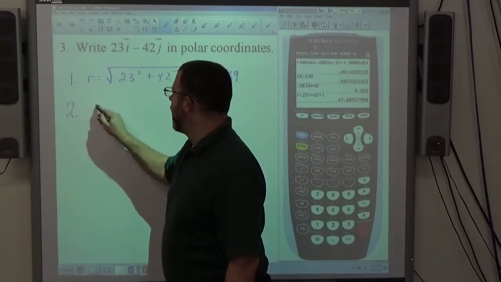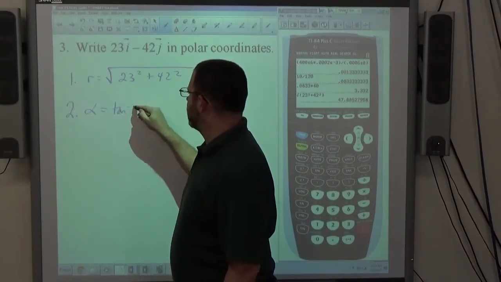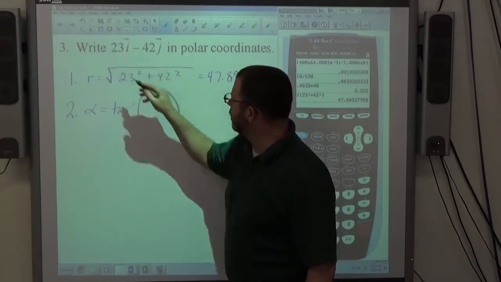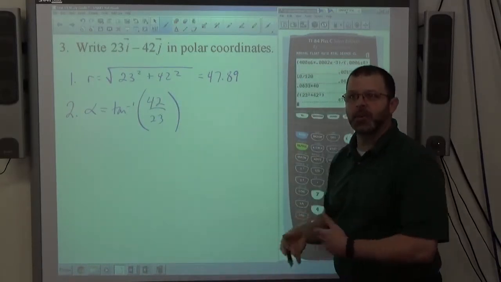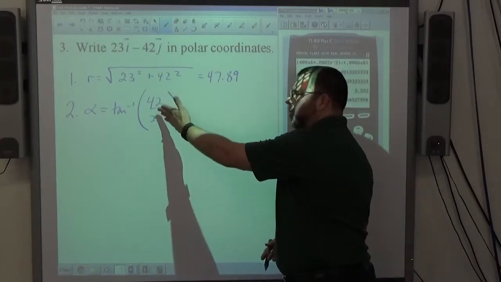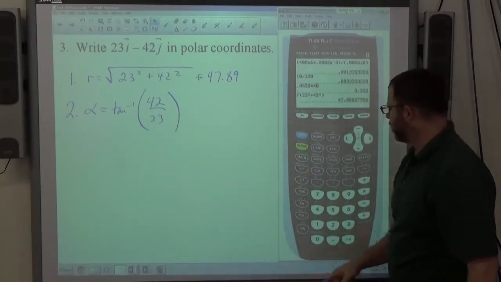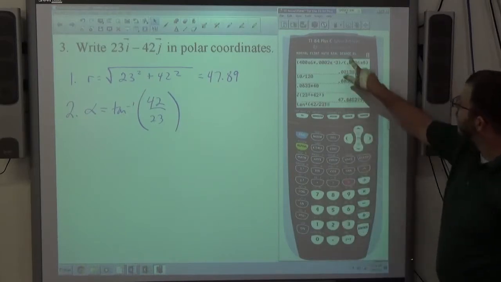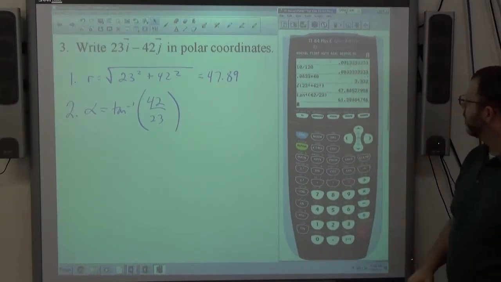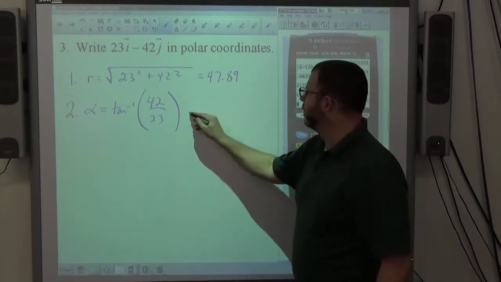Step 2, alpha is equal to the inverse tangent of the second over the first. This step requires you to use absolute value bars, which makes everything positive. If you go ahead and assume everything positive, you don't have to put the absolute value bars in. Inverse tangent of 42 divided by 23, you can see I'm in degrees, comes out to 61.29 degrees.